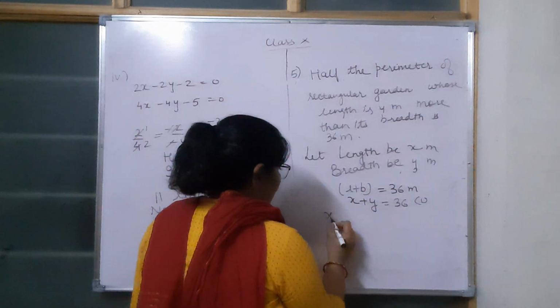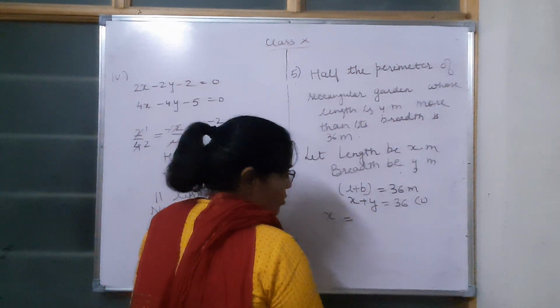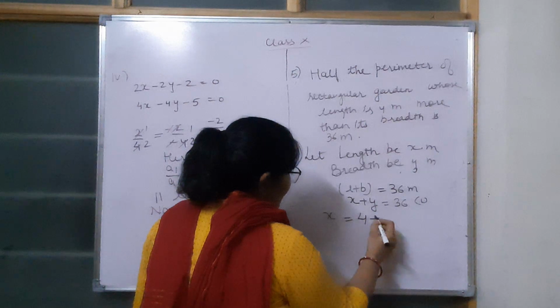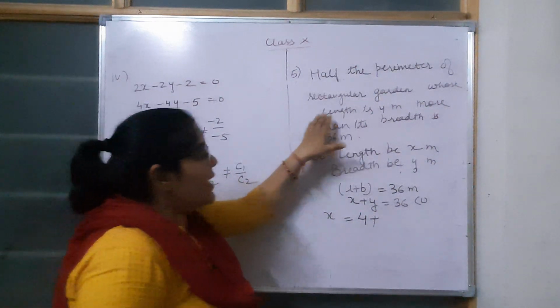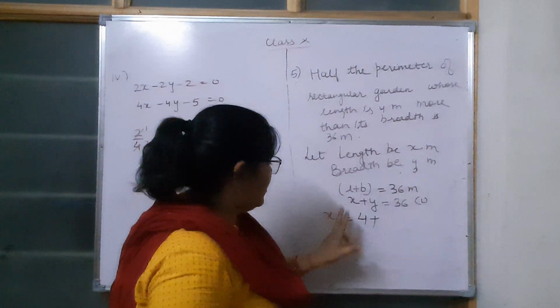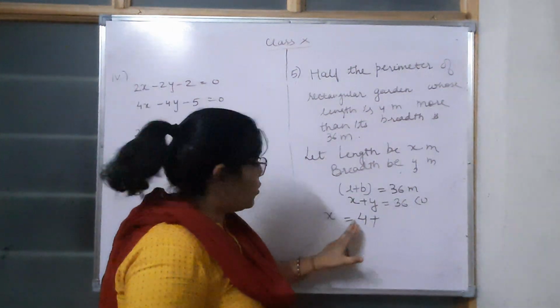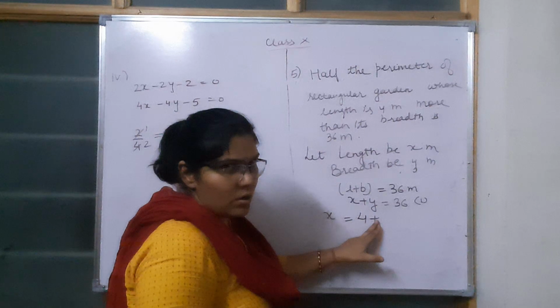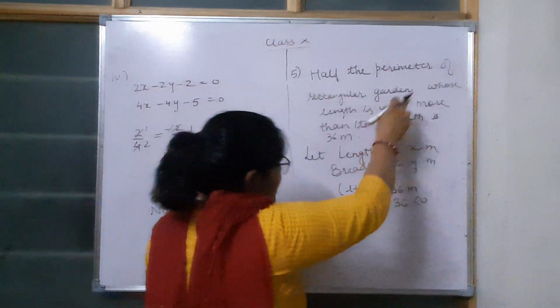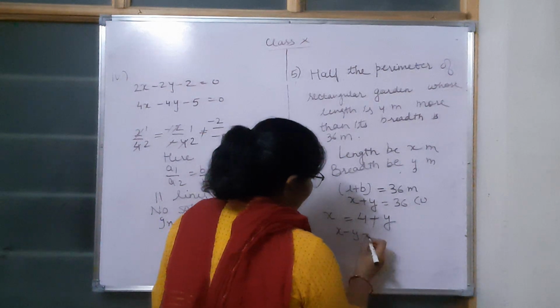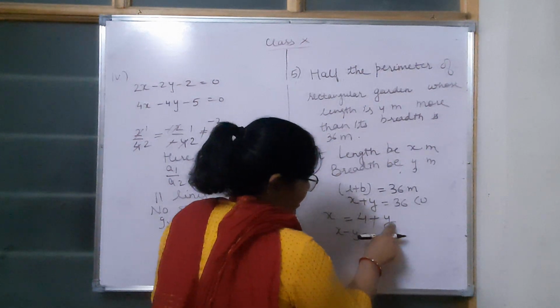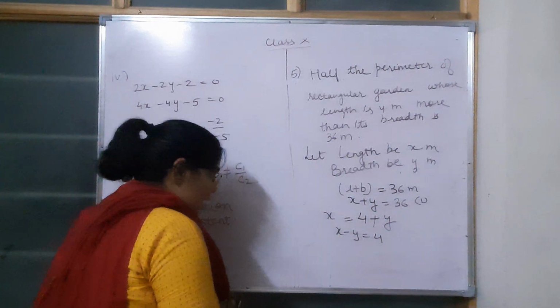Length is equal to 4 meter more. More means plus. Again, length is equal to 4 more. More means plus. Then its breadth. Breadth is what? y. So our second equation is x minus y equals to 4. I am just transposing plus y, it will become minus y.